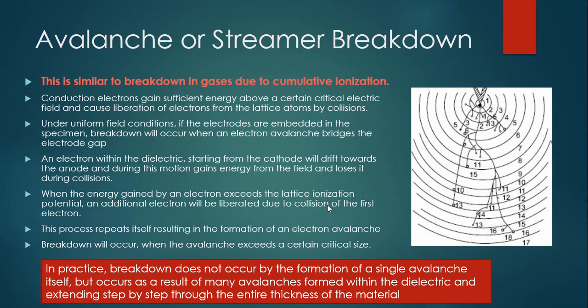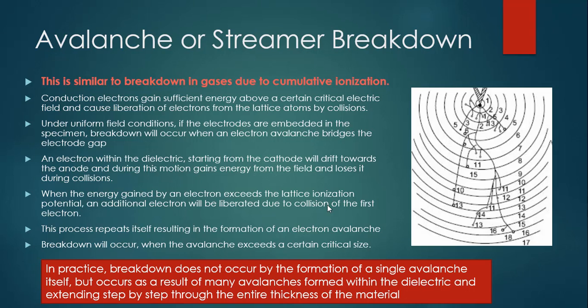When the energy gained by an electron exceeds the lattice ionization potential, additional electrons will be liberated due to the collision of the first electron. This process repeats itself, resulting in the formation of an electron avalanche. And the breakdown will occur when the avalanche exceeds a certain critical size.